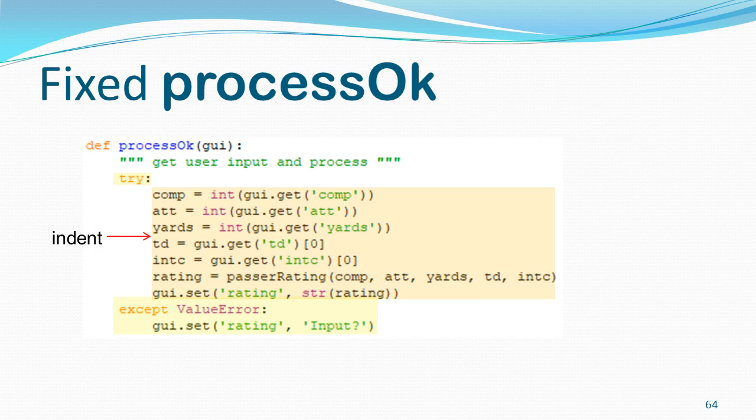So here are the changes we have to make to process OK. We added in our try statement. And then our existing code, we just indented it 4 spaces. And then we added in the except ValueError. And then what we want our error trapping to do, in this case, it's just print into the rating widget input with a question mark. Now here's where you have to be a little bit careful. I know it's tempting to write in something funny, but your user could be quite irritated if you get too clever. So it's just best to keep things simple.